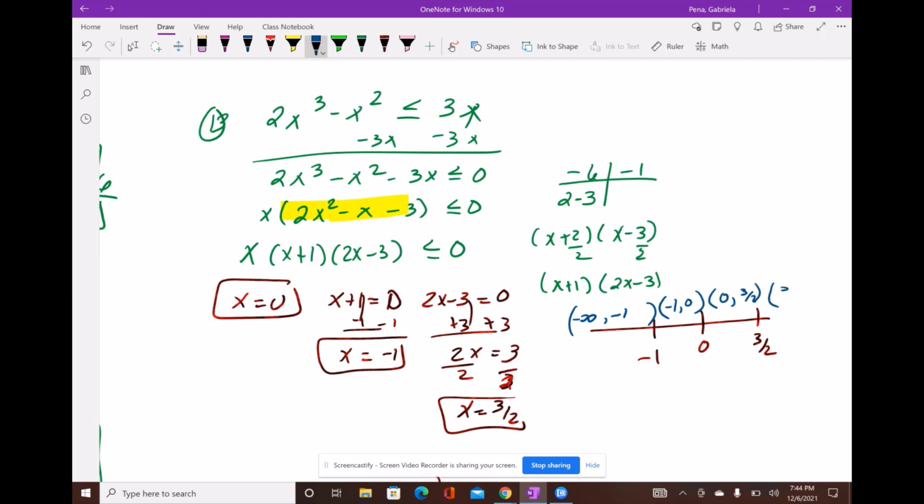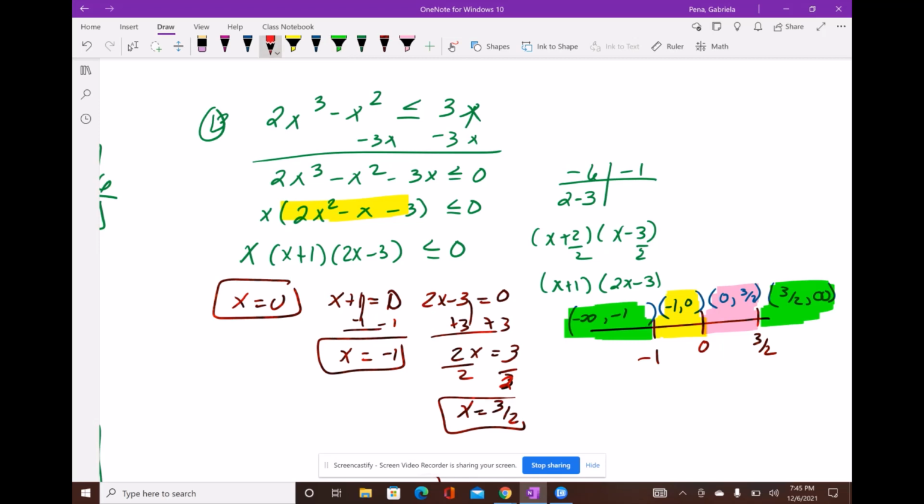So here are my numbers: negative infinity to negative 1. Here, the only numbers in between are negative 1 to 0. From here, it goes to 0 to 1.5, and then 1.5 to infinity. We have 4 different intervals. You need to see which one will make the statement true.